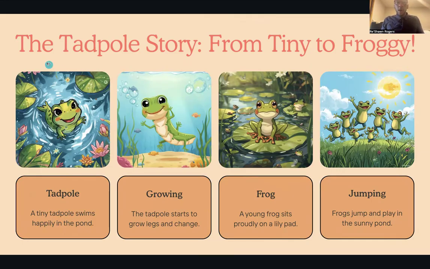The story is called The Tadpole Story, From Tiny to Froggy. Tadpole. A tiny tadpole swims happily in the pond. I see a tadpole in the pond. He's smiling. He looks happy. Growing. The tadpole starts to grow legs and change. Wow, yeah, he looks a little different than the first picture. Now he has legs. He looks bigger too.